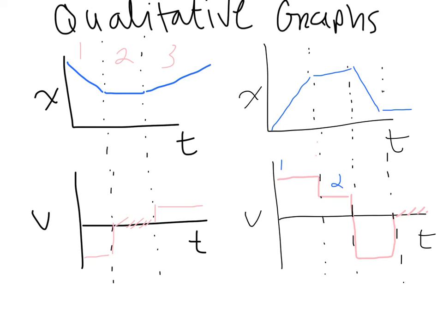So, to show how they relate: constant positive slope, a shallower constant positive slope, constant negative velocity, a constant negative slope, constant 0 velocity, a constant 0 slope.